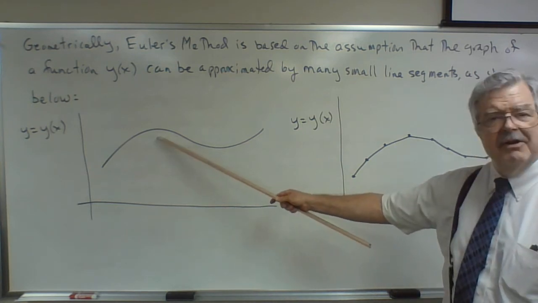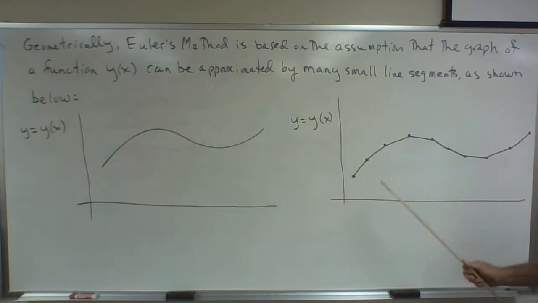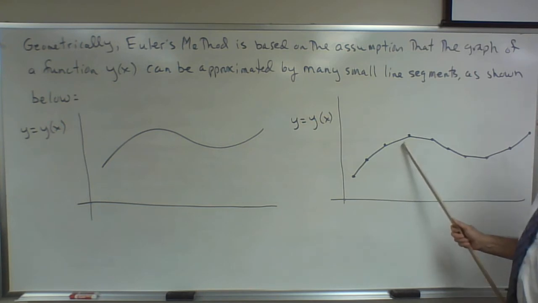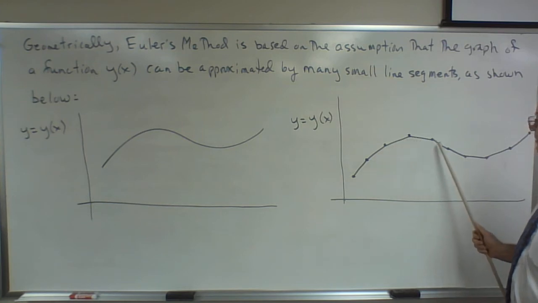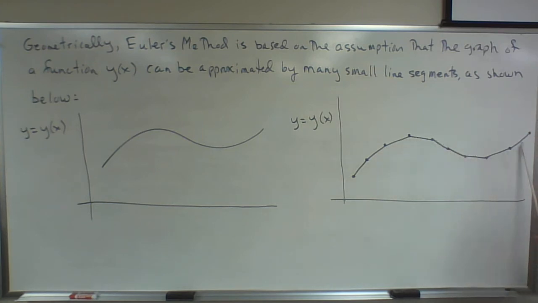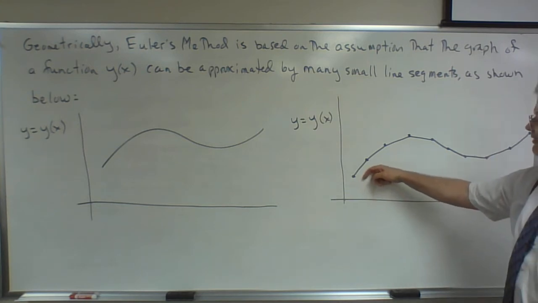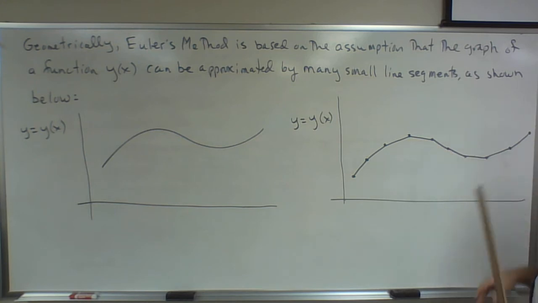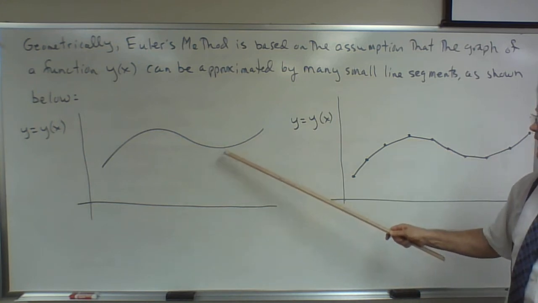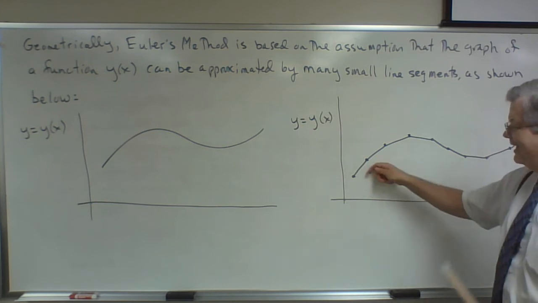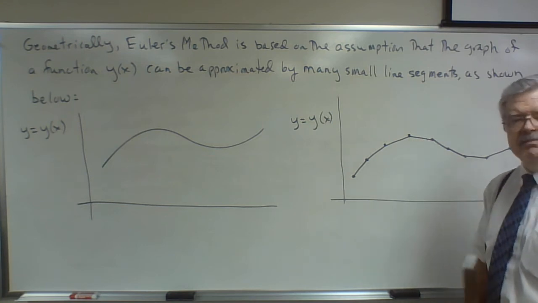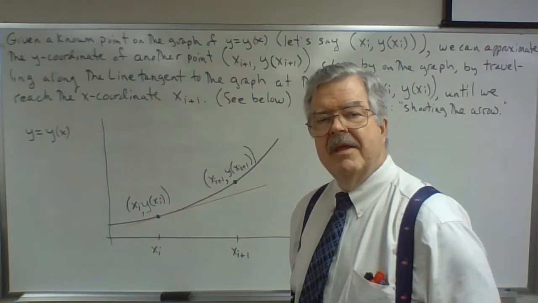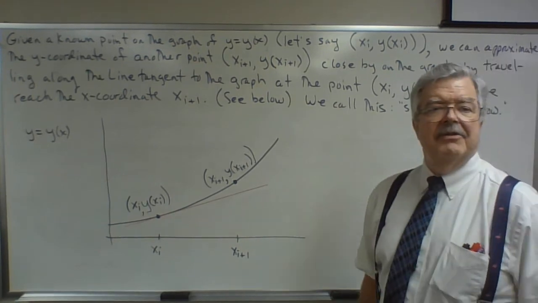Notice essentially they're about the same shape, except our approximation of y of x is formed by taking a bunch of line segments and putting them end to end together. But essentially, the shape of this graph is the same as the shape of that graph, except this one is not smooth. It's made up of a bunch of line segments. Okay, we'll elaborate on this a little bit further.